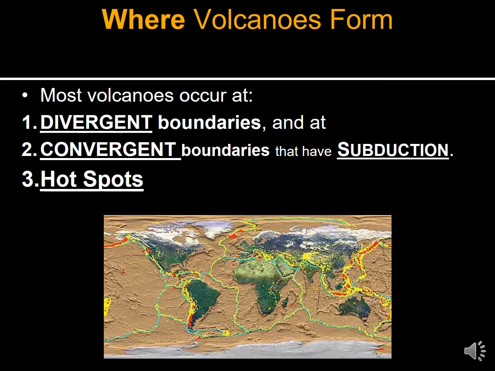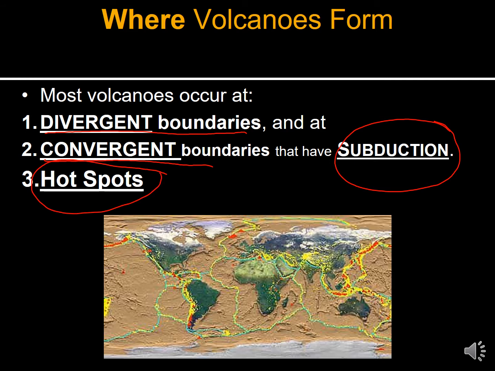So where do they form though? Like, we know they're here, but you just told me how they can possibly come. Now where do they go? Because we don't have any volcanoes here in North Carolina. Well, most volcanoes occur at divergent boundaries, convergent boundaries that have subduction zones, and then the hot spots.